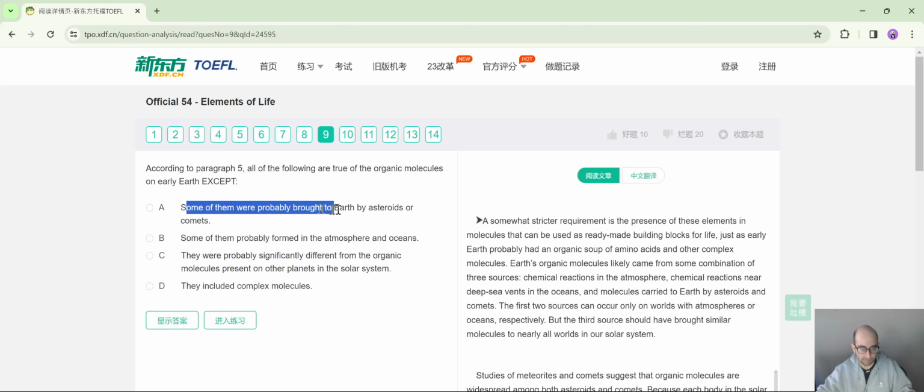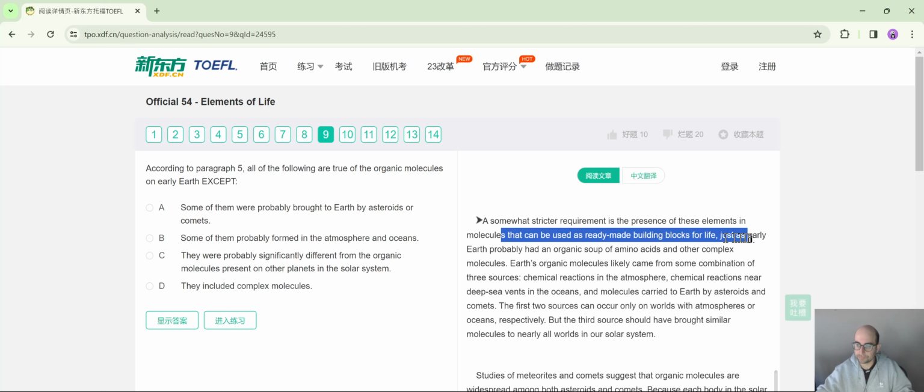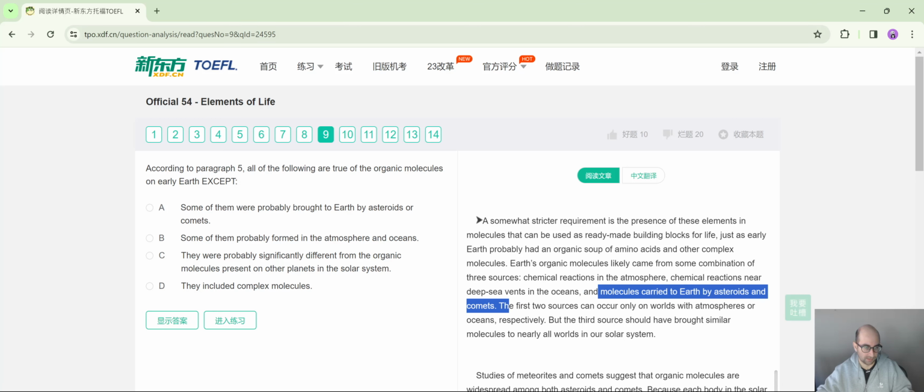Some of them were probably brought to Earth by asteroids or comets. Is that true about these molecules? Asteroids or comets, where are you? I don't see it, but just be patient here. Well, okay, molecules carried to Earth by asteroids and comets. That checks out. So A is true, can't be the answer. All the following except, right? One of them's wrong here or not mentioned. Some of them probably formed in the atmosphere and oceans. Reset, don't continue because you might miss it. Always come back to the previous position and then skim really quick.